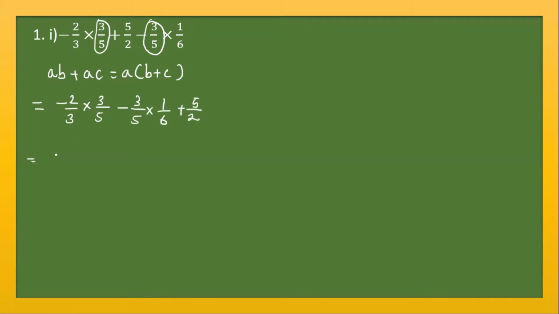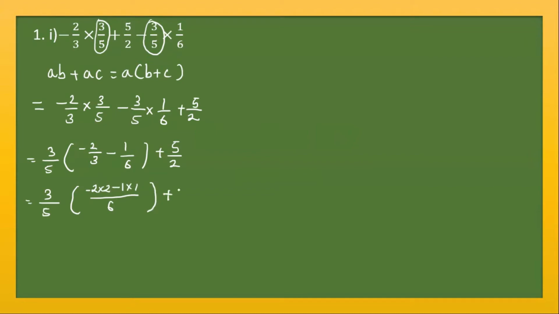Now let's take the common 3 by 5. So 3 by 5 is taken common. It will be minus 2 by 3 and minus 1 by 6, plus 5 by 2. Now let's take the LCM inside the bracket so we can solve these fractions. So the LCM will be 6, and 3 divided by 6 is 2, so it's minus 2 multiplied by 2. And 6 divided by 6 is 1, so it's 1 multiplied by 1. And addition of 5 by 2.